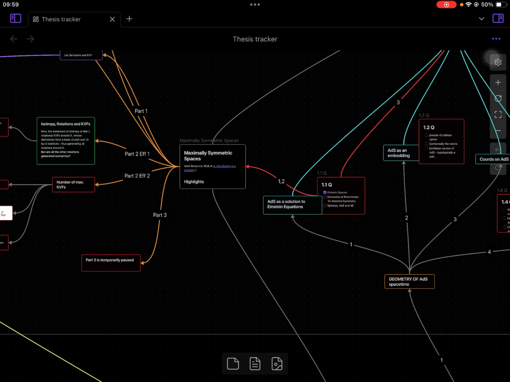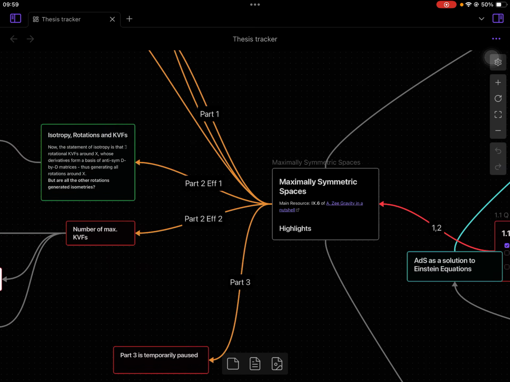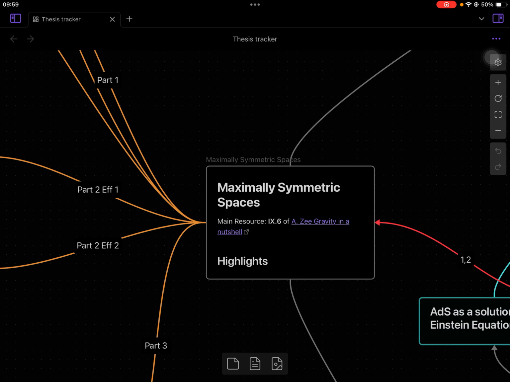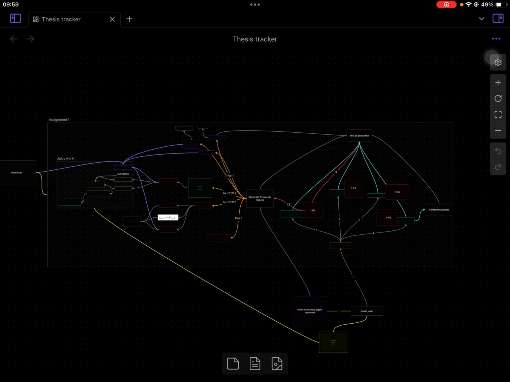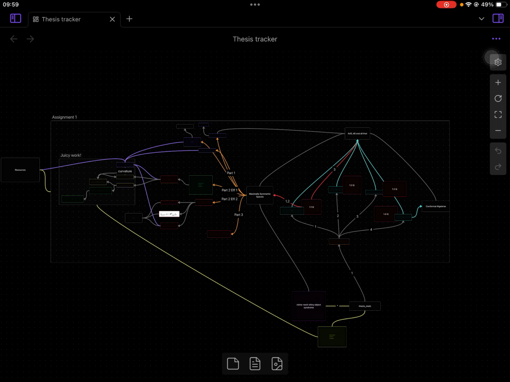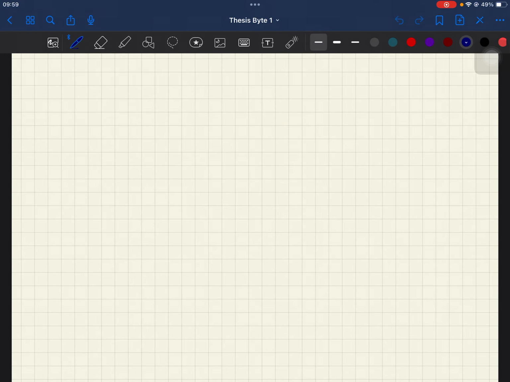Okay, so I'll discuss maximally symmetric spaces for a few minutes now in this first byte. And that's how the whole canvas looks as of now. Interesting. So let's move on to the discussion. It will be mostly a summary of things, nothing else. I won't be explaining a lot of stuff. I'm just giving a summary of things.